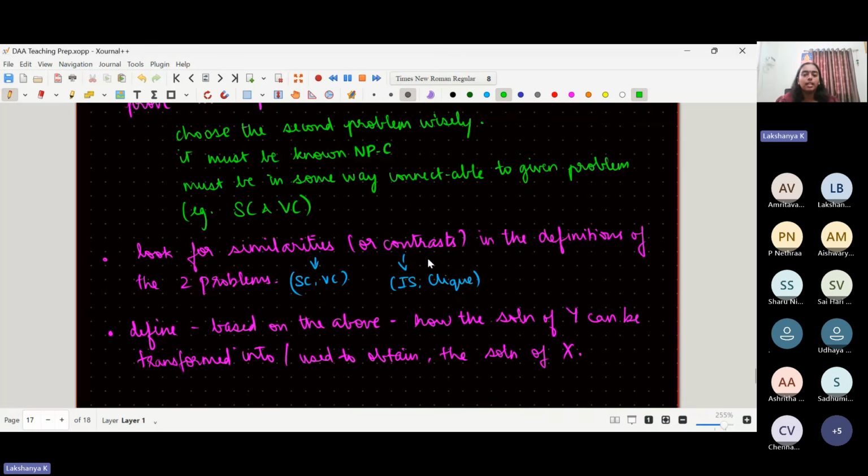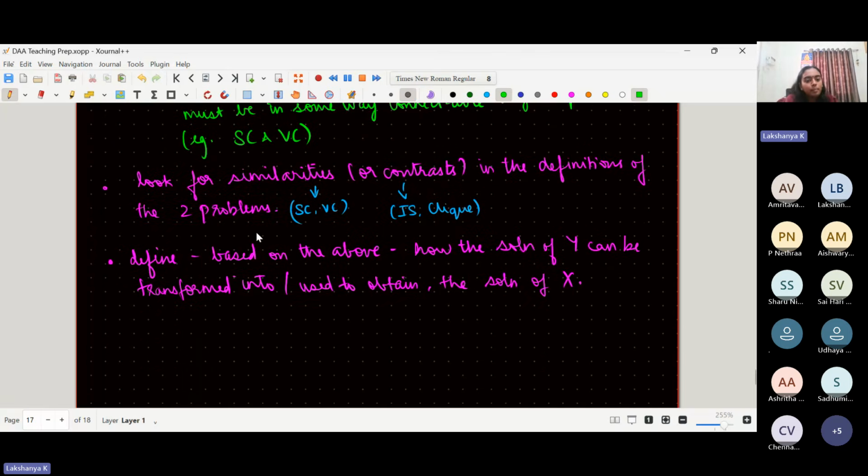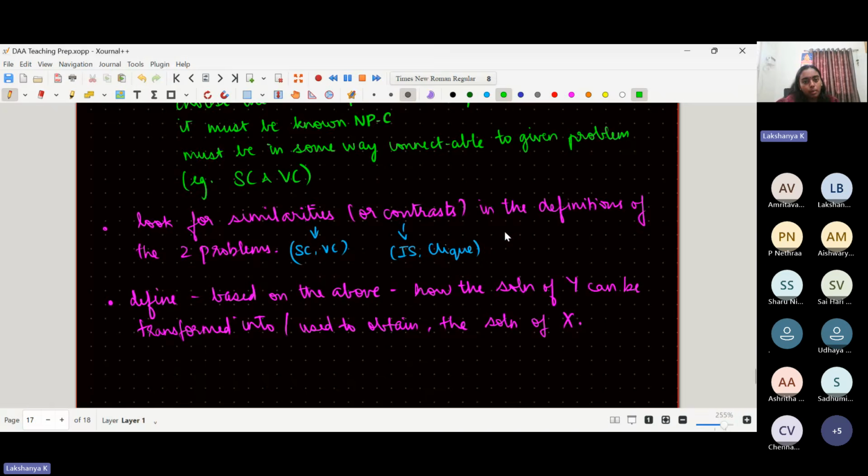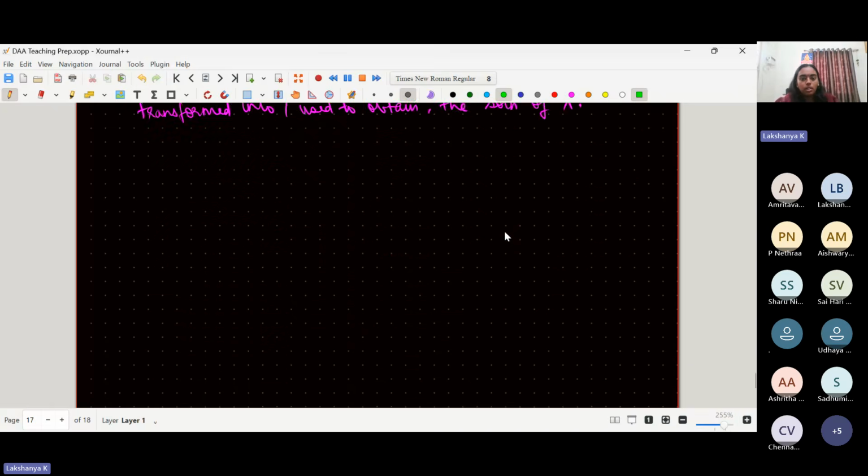Similarly, if you take independent set and clique: in independent set no pair should be connected, in clique every pair should be connected. So they are in stark contrast, and you take a complement or an inverse kind of operation. If you are able to identify some such relationship, that is the crux of the reduction. So look for that. Then you define how the solution of one problem can be used to obtain the solution of another problem. This is how reductions work.